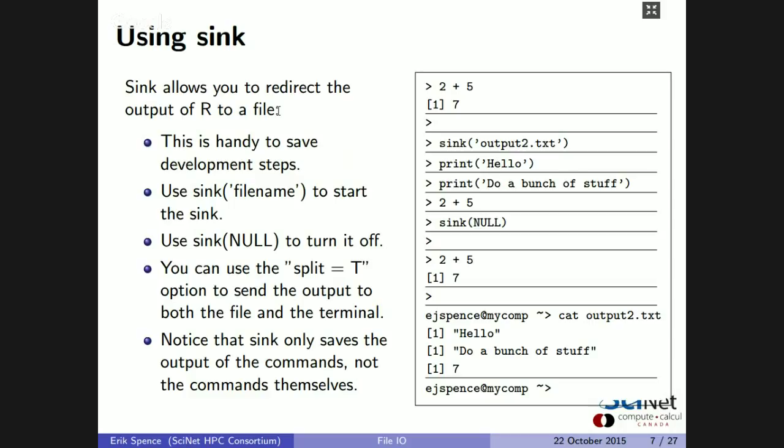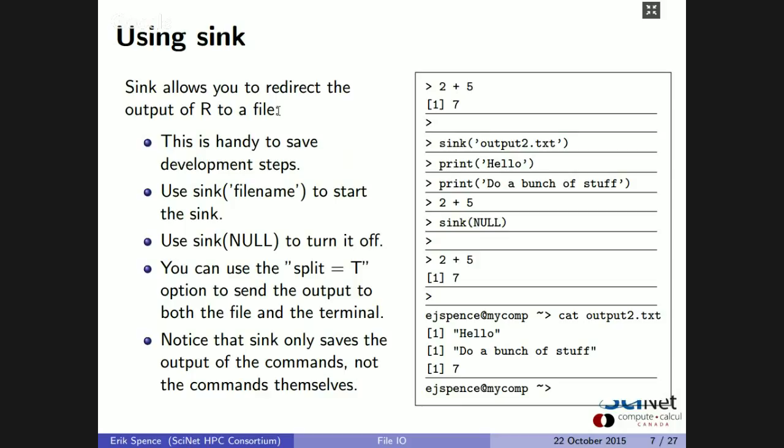Sink. Okay, we've seen sink before. Okay, another way to write to file. We've used it in the past for saving commands, right? You do sink output.txt, output2.txt, and it will start dumping things to the file instead of dumping them to the screen, right? We've seen this before. Print hello, print do a bunch of stuff, print this. You'll notice that nothing's coming to the command line, right? Nothing's printing to the screen. The output's not going to the screen. Turn it off with sink null or sink just open bracket, close bracket. And then once again, stuff starts coming to the screen.